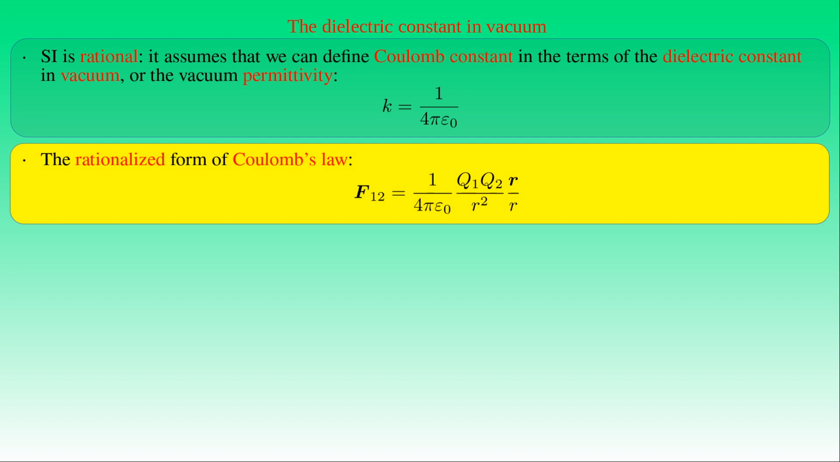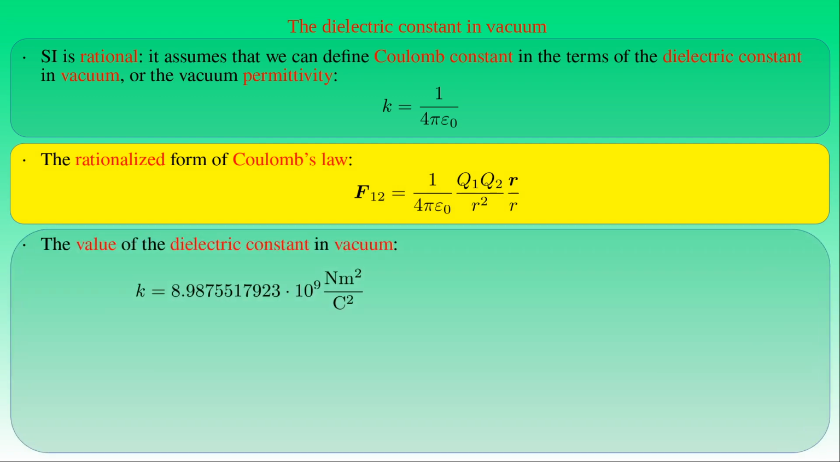The value of vacuum permittivity can be determined by the expression of the Coulomb constant, which is approximately 9 times 10 to the 9 newton square meter per Coulomb squared. If we substitute this value into the expression of the equation for the Coulomb constant, we can express epsilon naught from the result. Then we obtain about 8.85 times 10 to the minus 12 Coulomb squared per newton square meter for the dielectric constant in vacuum.